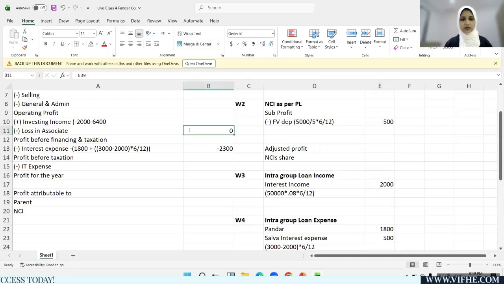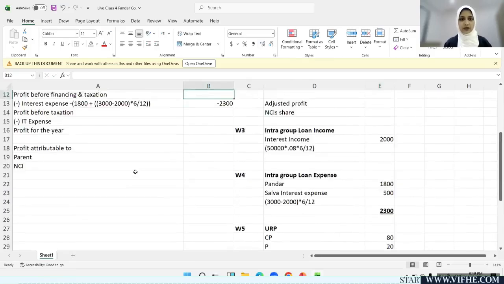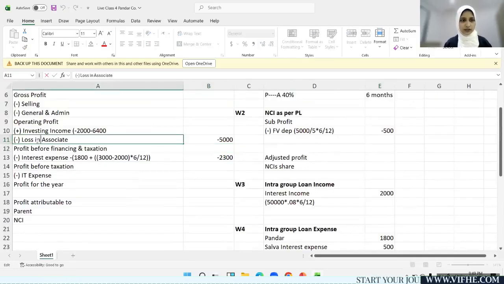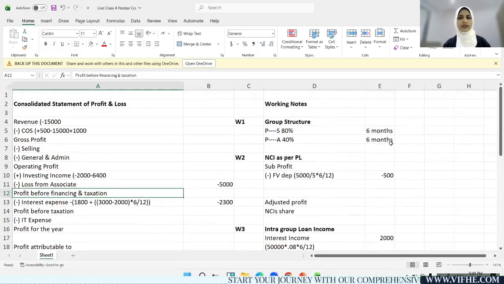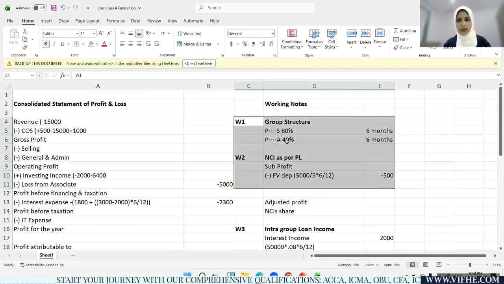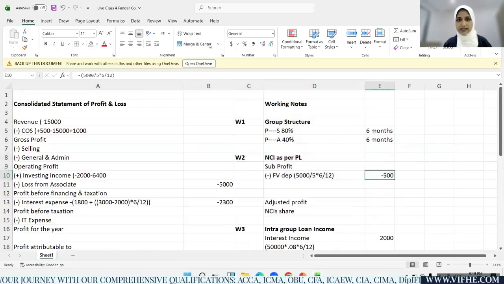So loss from associate is 5 million, okay? Now, I told you that once you're done with every working, you will have to do the fill in the missing blank approach, meaning you have to come to the working notes and one by one check what is missing. So in my group structure, nothing is missing. But in my NCI and PNL, yes, there are figures missing.